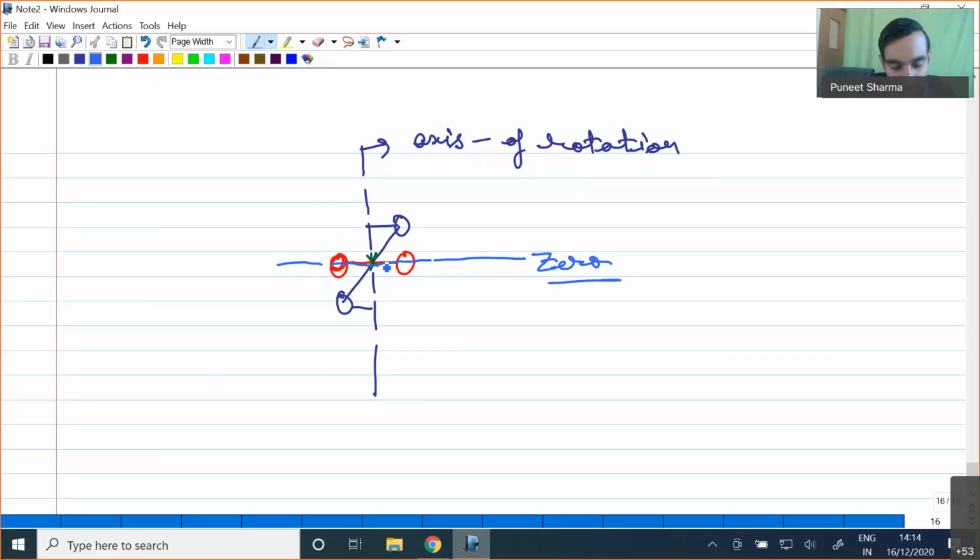Sir, how is latent heat hidden heat? Hidden heat means that if you are adding the heat, it will not be reflected in terms of an increase in temperature. So that's why sometimes people call it hidden heat.